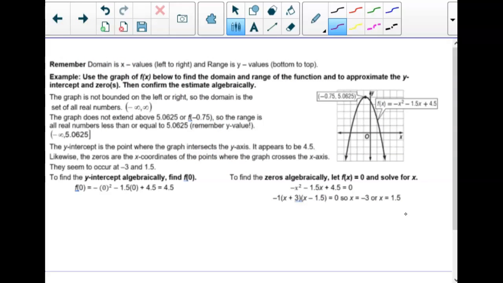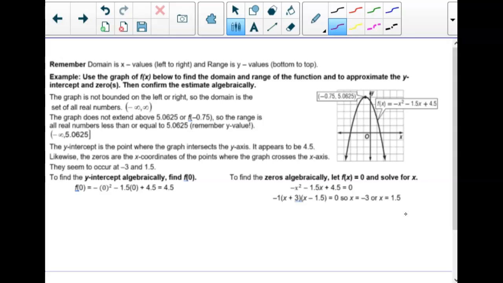All right. Domain is x values left to right and range is y values bottom to top. Use the graph below to find the domain and range. Can anybody tell me the domain and range of that parabola? What's the domain, guys? Yep, all real numbers because it's getting wider and wider. Everybody good with that? And then range, bottom to top. They've given us a point over there on the picture. So the range is negative infinity up to, what is that y value at the top? 5.0625, is that what it says?